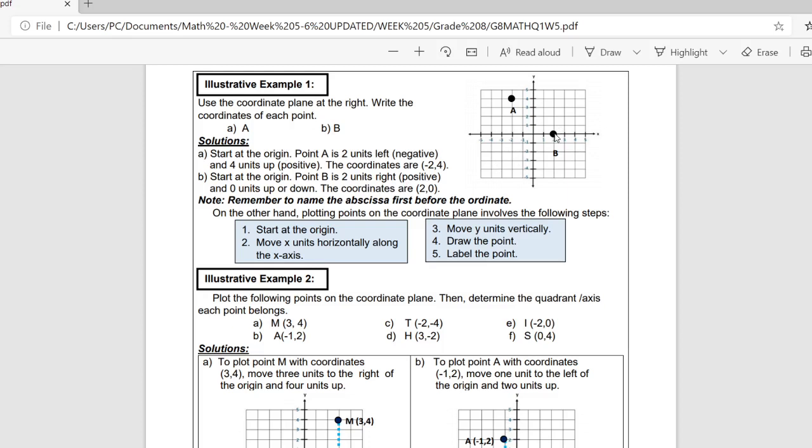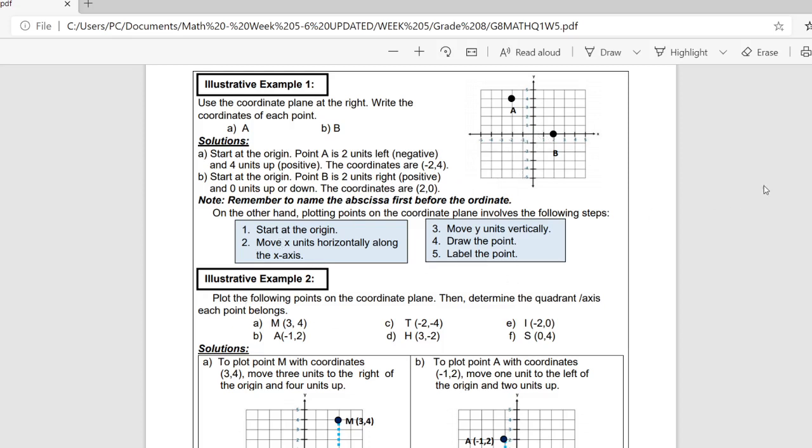Your abscissa here is the distance from this point to the y-axis, and that is 1, 2. Since it is right of the y-axis, your abscissa is positive. Then your ordinate is neither below nor above the x-axis, so therefore it is 0. Okay, so that's it.